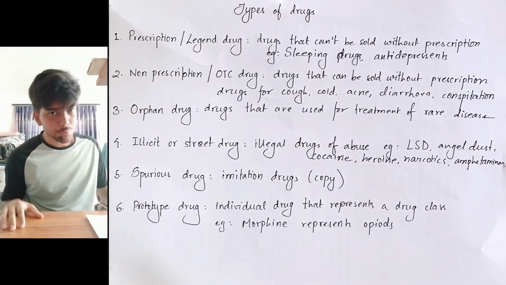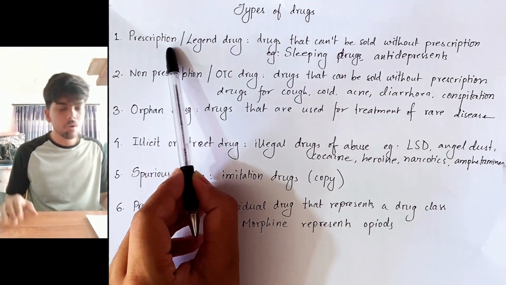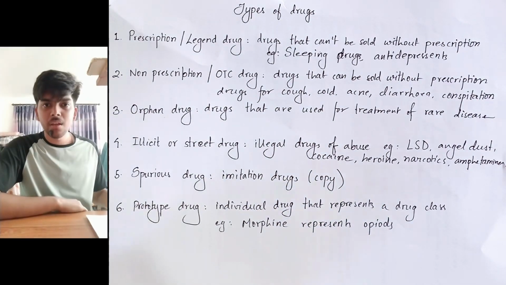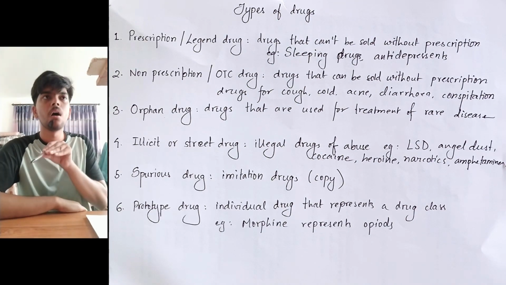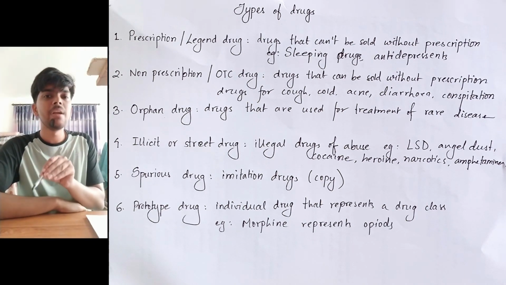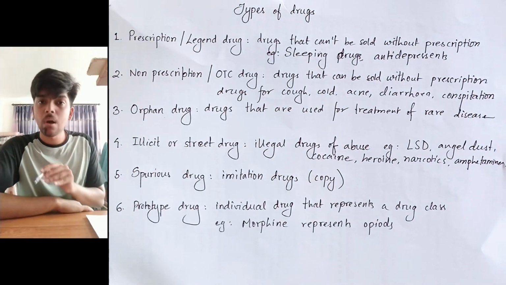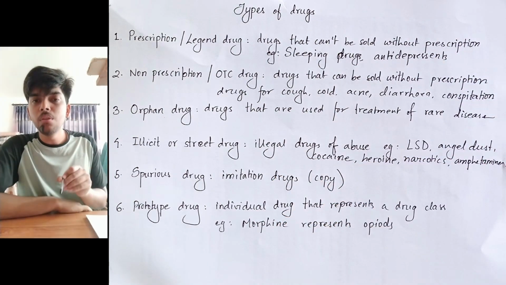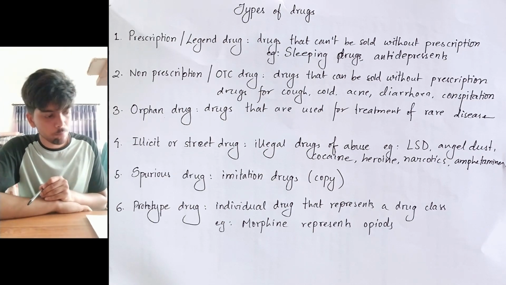Now let's look at the various types of drugs. First, prescription drugs or legend drugs. Prescription drugs are those drugs that can't be sold without a prescription. That is, if a person wants to buy this drug from a pharmacy, he has to present a prescription from an authorized medical practitioner. He can't just go to a pharmacy and ask for one of these drugs and get it without any prescription. For example, sleeping drugs and antidepressants. You need a prescription to buy these drugs because they can be easily misused, and if misused, they can bring great harm to your body.